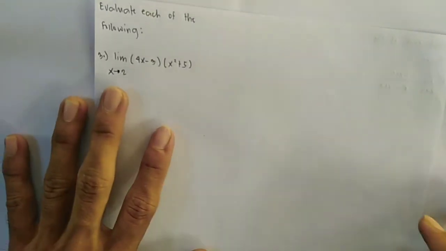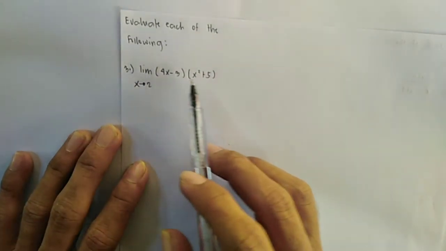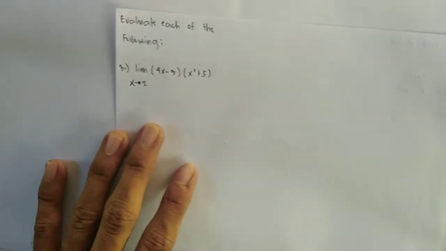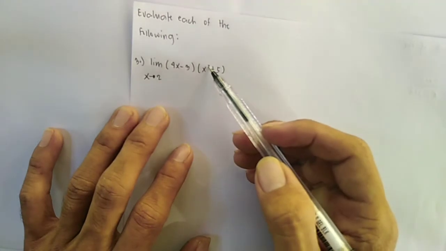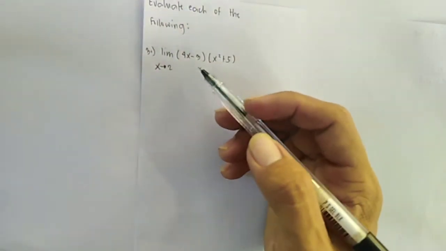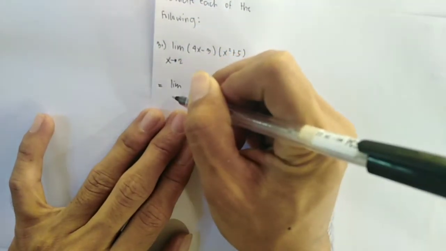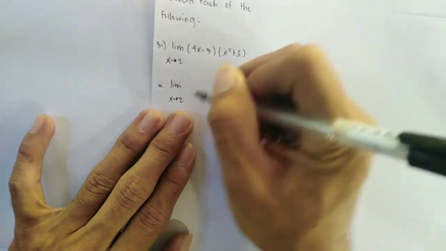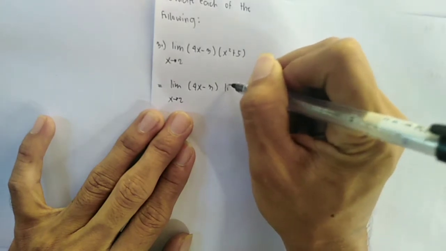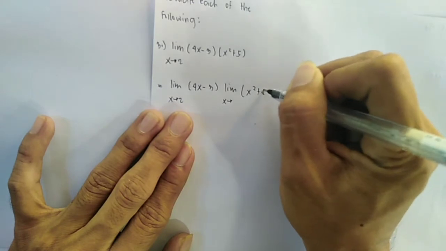Okay, so that's it. We have here, evaluate each of the following. For number 3, we have the limit of 4x minus 3 times the quantity x squared plus 5. In this case, this is x squared. So we have to distribute the limit notation to each term of the expression. So you will get the limit of the function 4x minus 3 times the limit of the function x squared plus 5.